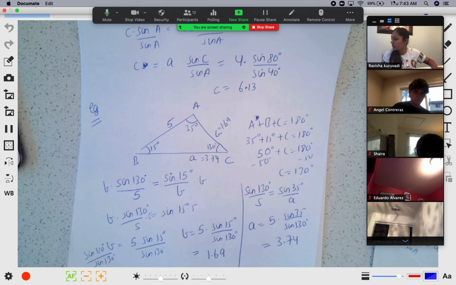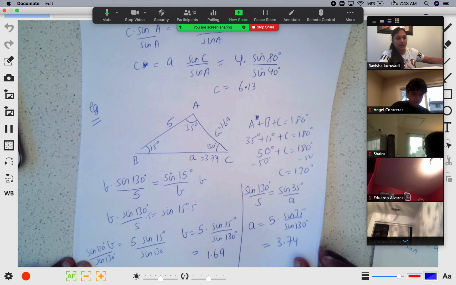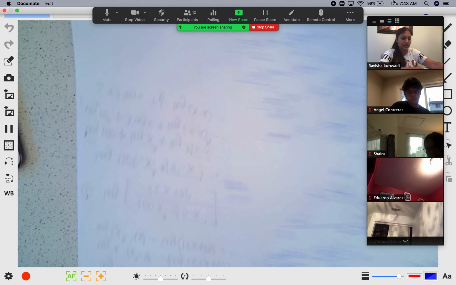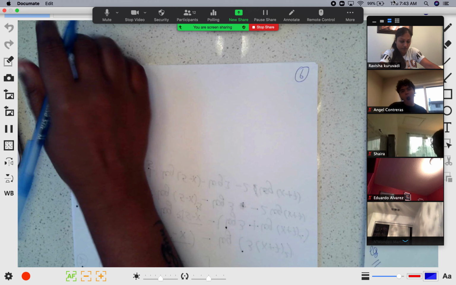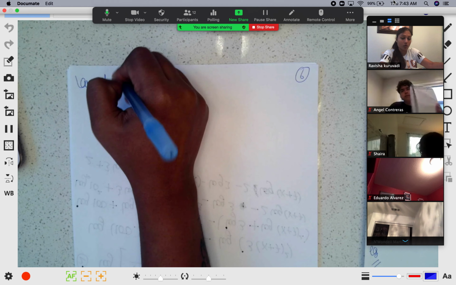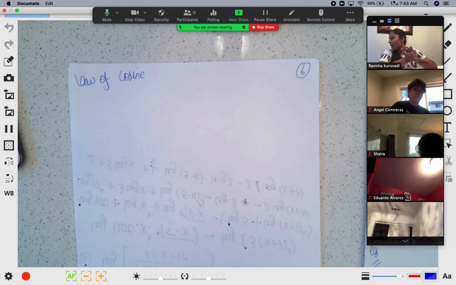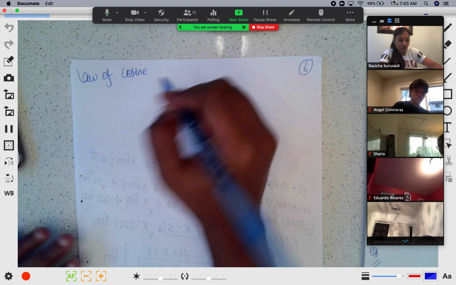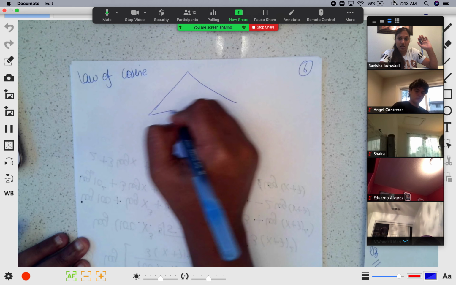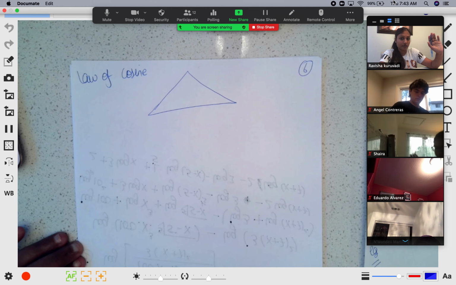Any questions, anyone? Okay. Next thing we have is law of cosine. Before we did law of sine, now we have law of cosine. Note I'm not talking about right angle triangles. For laws of sine and cosine, we are not using right angle triangles.